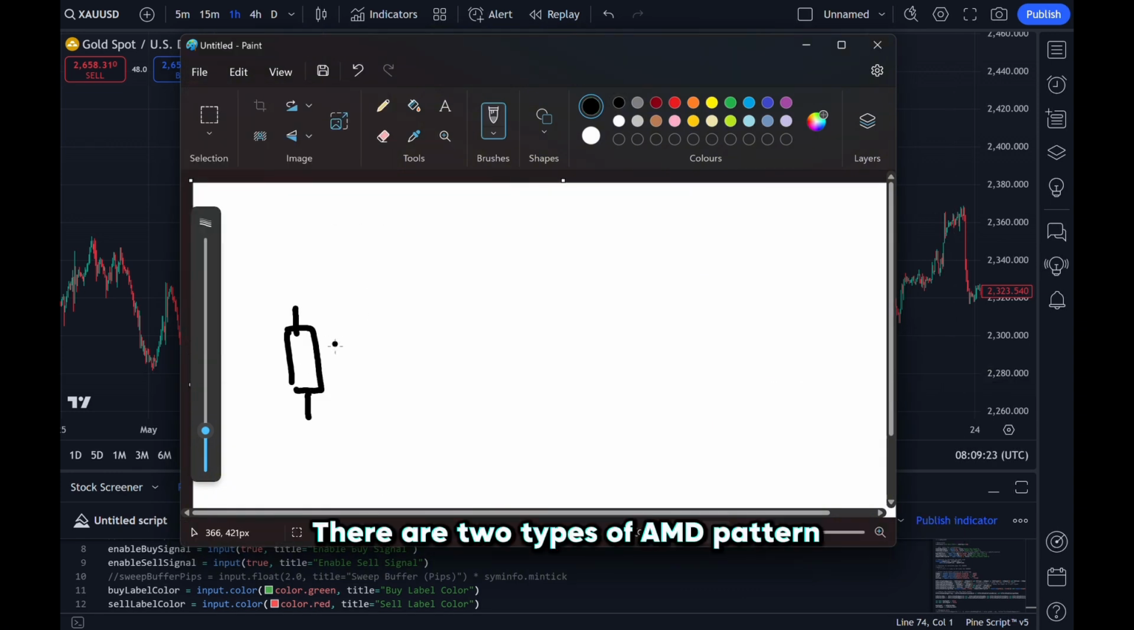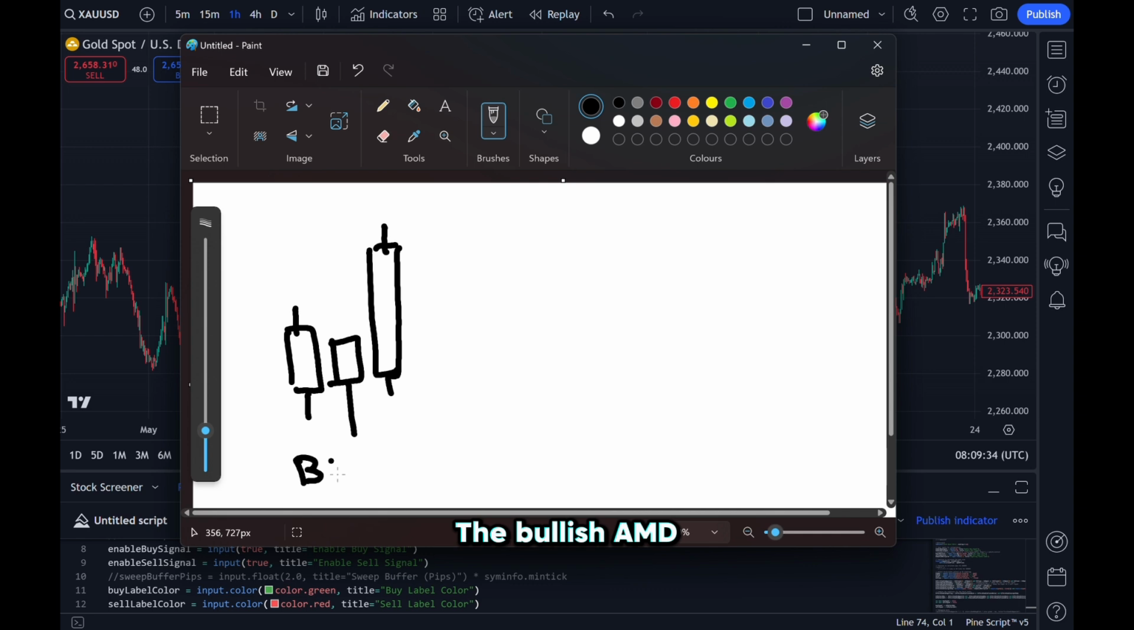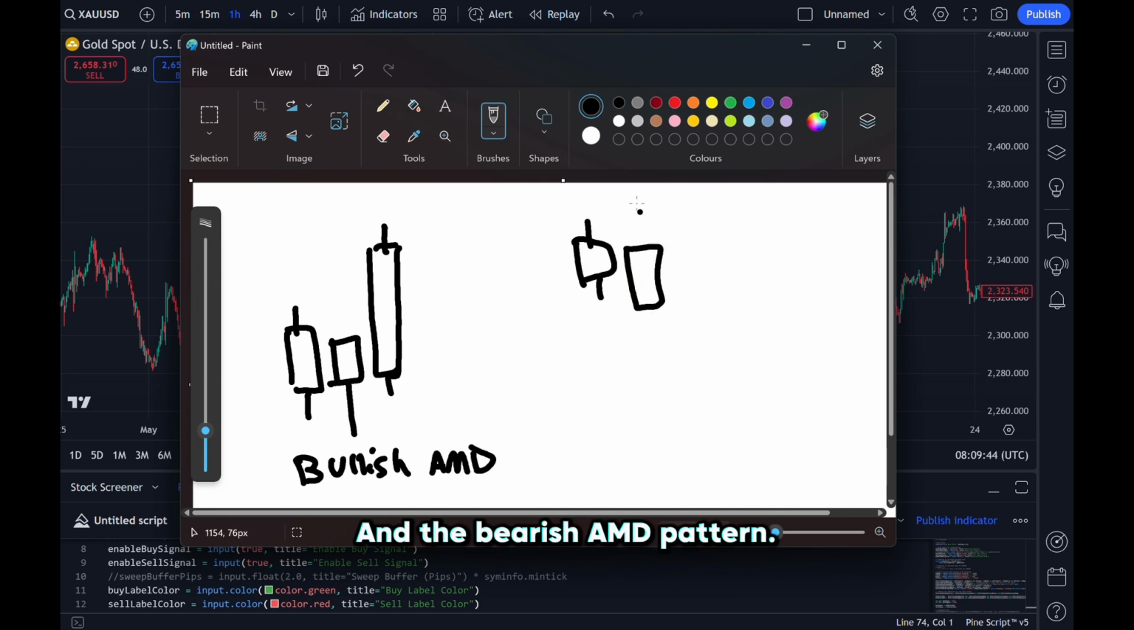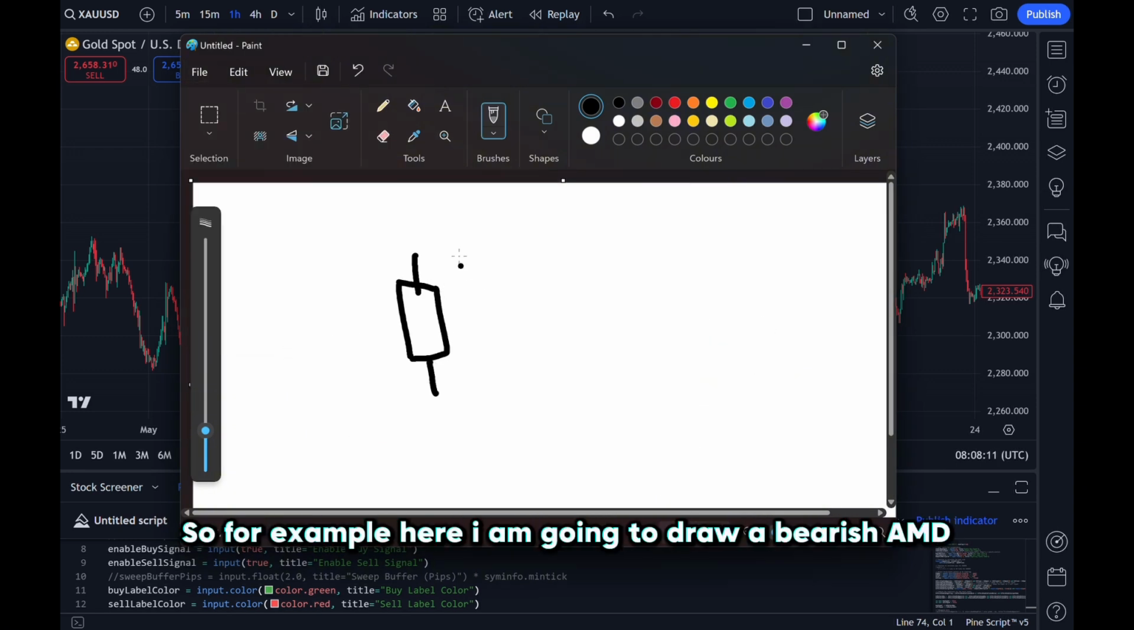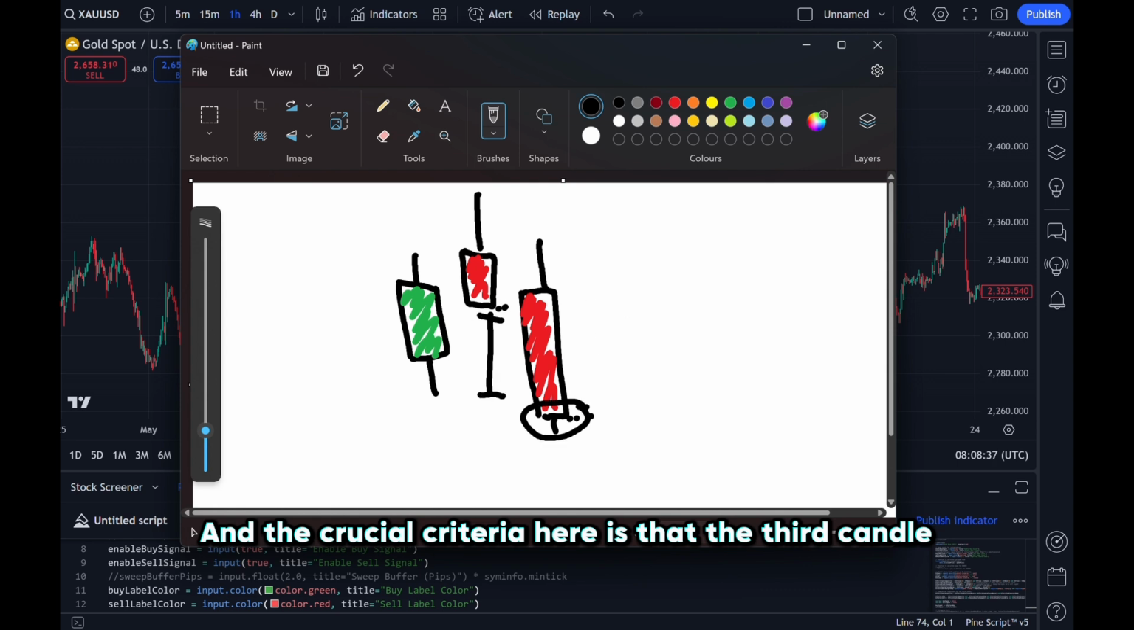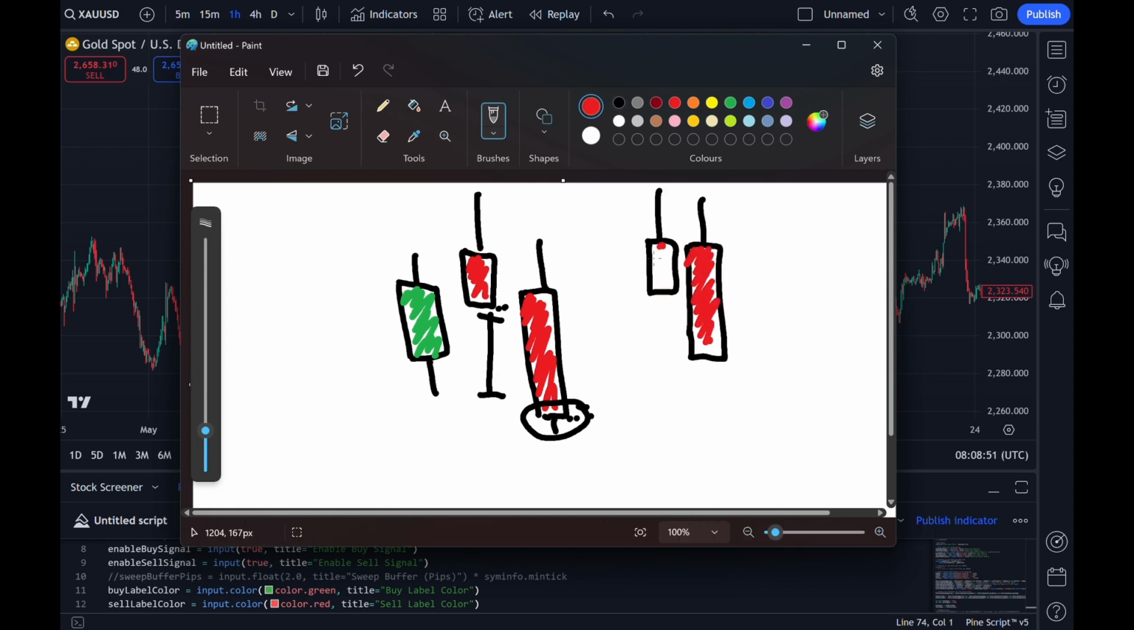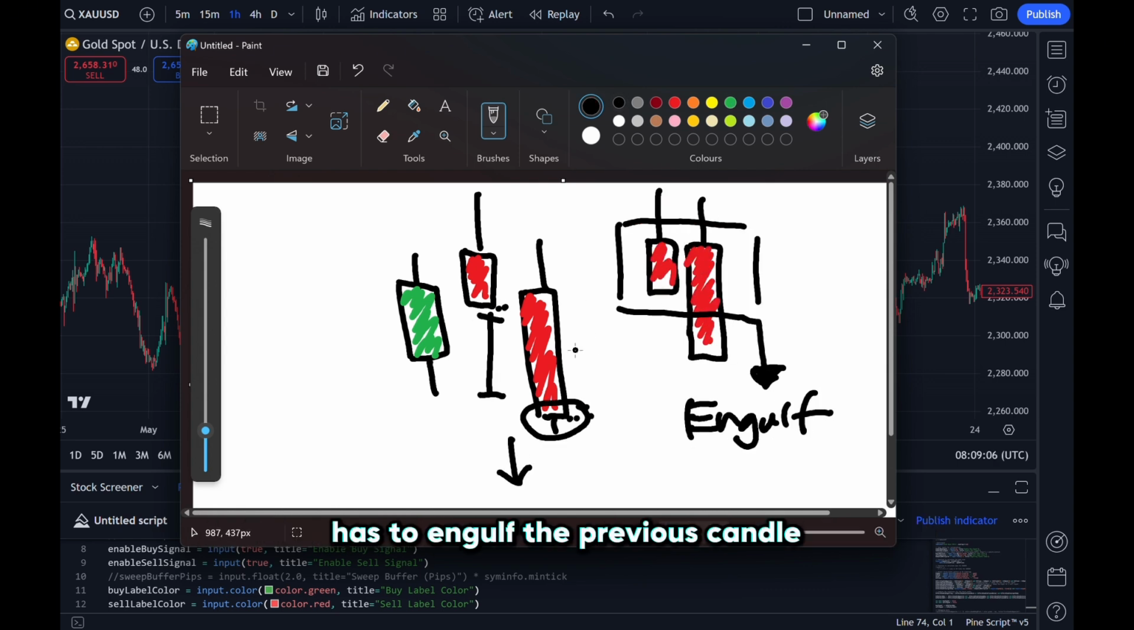There are 2 types of AMD pattern. The bullish AMD and the bearish AMD pattern. And the direction of trades is based on the last candle. So for example here I'm going to draw a bearish AMD, and the crucial criteria here is that the third candle has to engulf the previous candle.